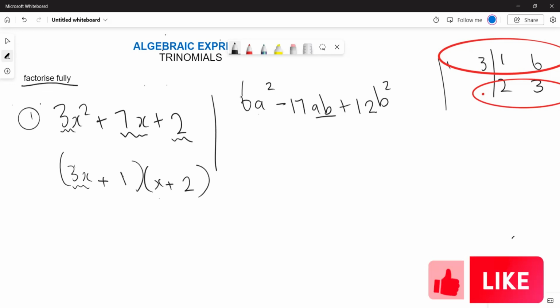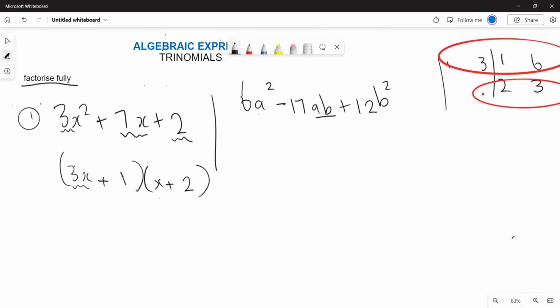So now what are we going to do here? We can check factors which in totality can help us acquire the 17. Okay, and the 17 is negative. Now look, let's remove this here.